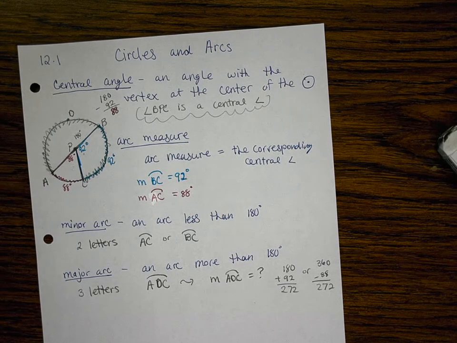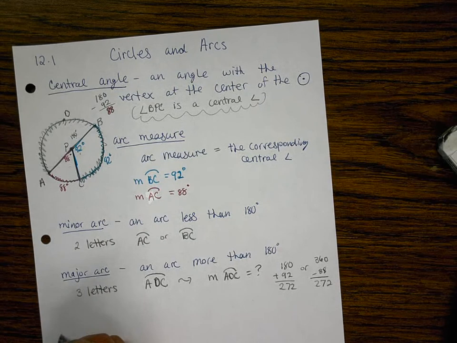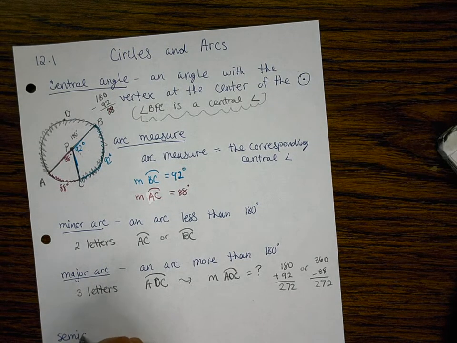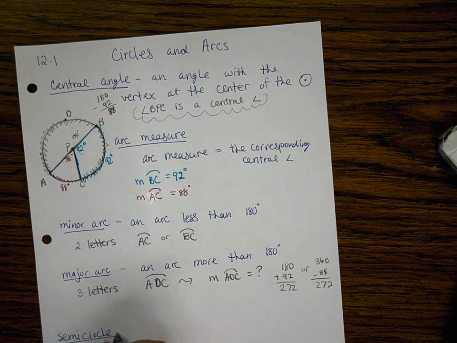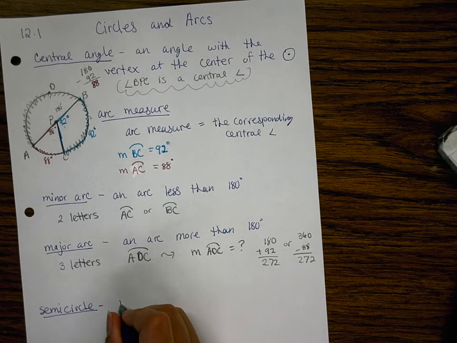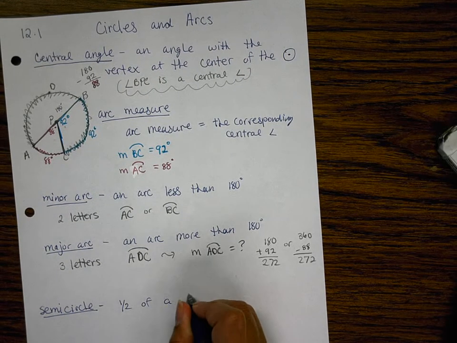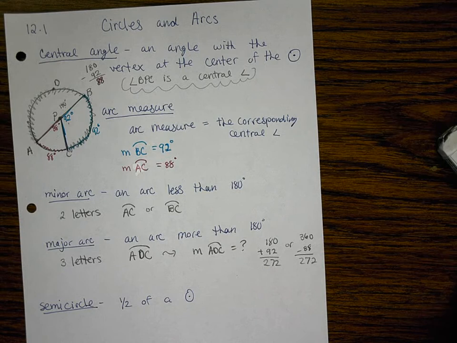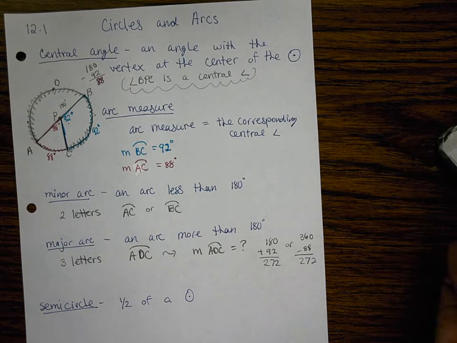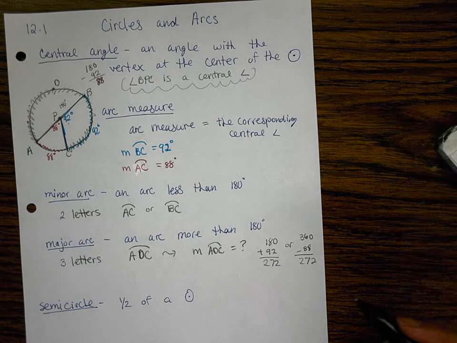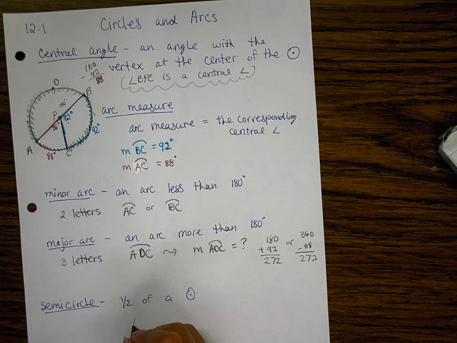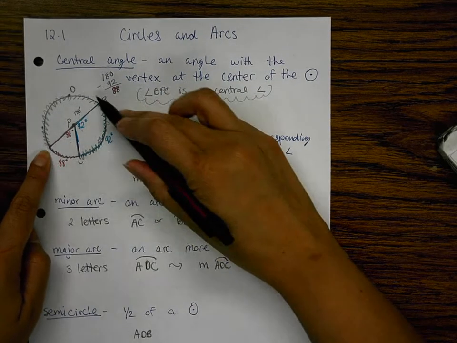All right, moving along, the next piece we're going to talk about is semicircle. And I already talked about semicircle earlier. It's half of a circle. Now on that one you can use 2 or 3. I'm going to use 3. A, D, B. ADB is a semicircle.